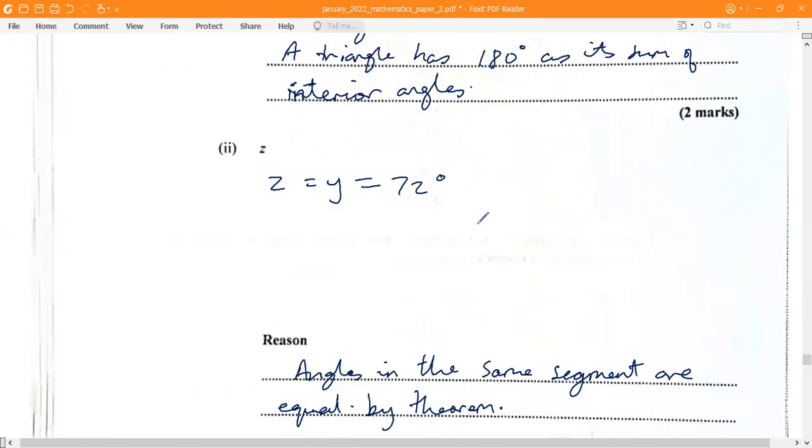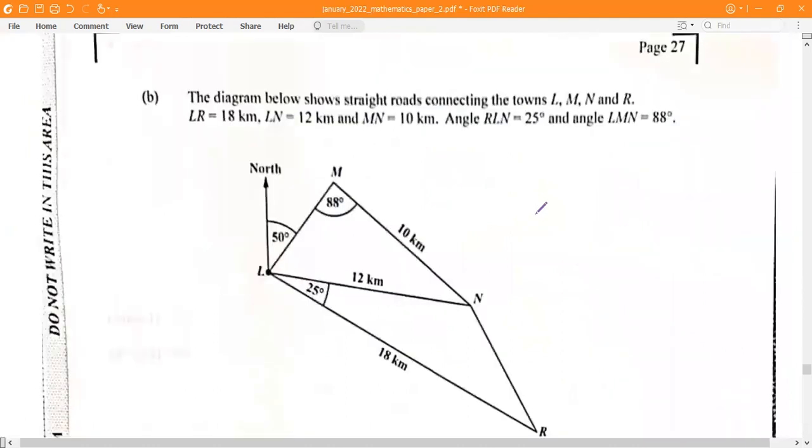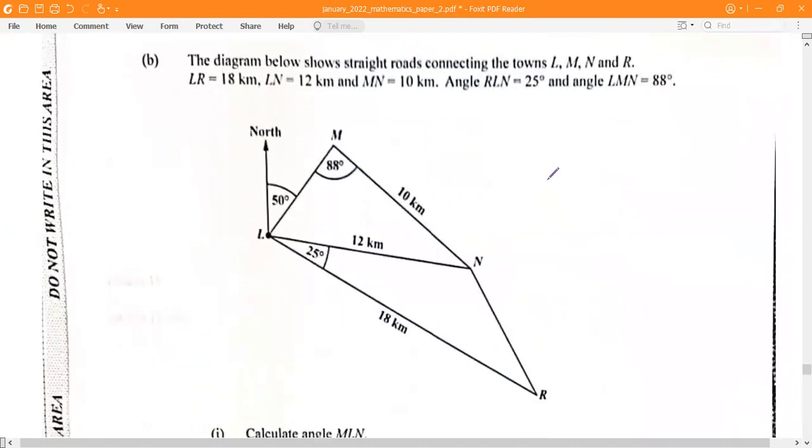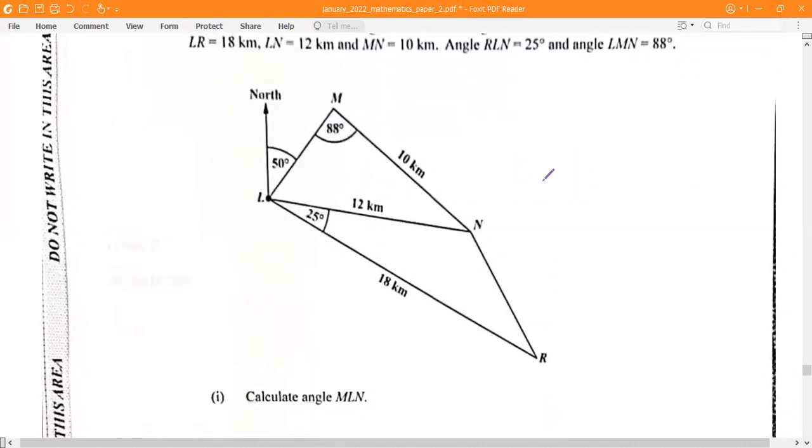Okay, great. So moving on to the next question. The diagram shows straight roads, connecting towns. We are given this diagram, and we have to calculate the angle MLN. So let's find that angle first.